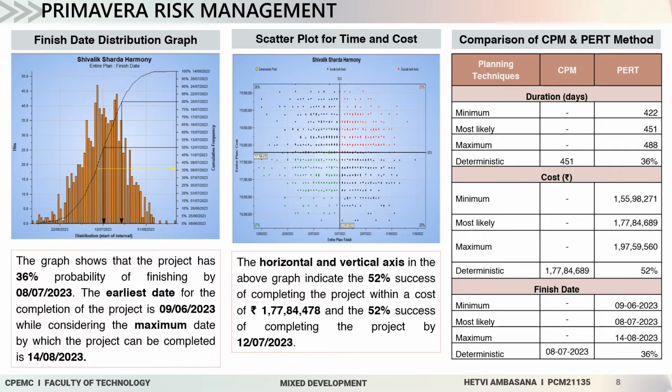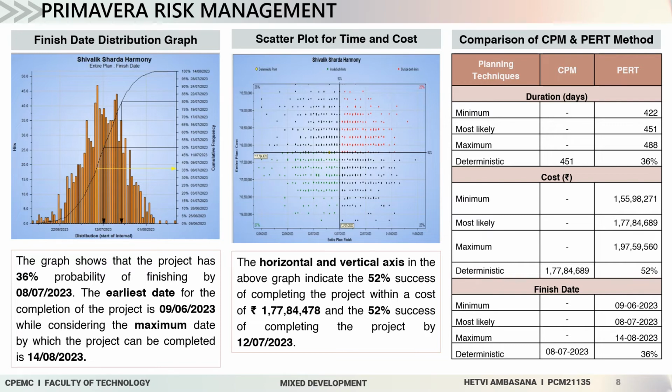The next is the scatter plot for time and cost. As you can see, the two axes in the graph show the finish date and cost of the project. The horizontal and vertical axes indicate that the project has 52% chance of success by completing it in 1 crore 77 lakh and 52% chance of success of completing by 12 July 2023.